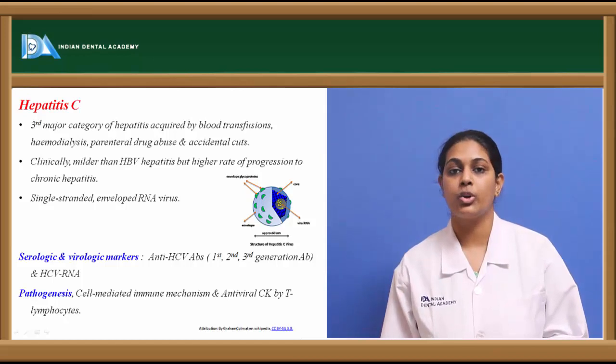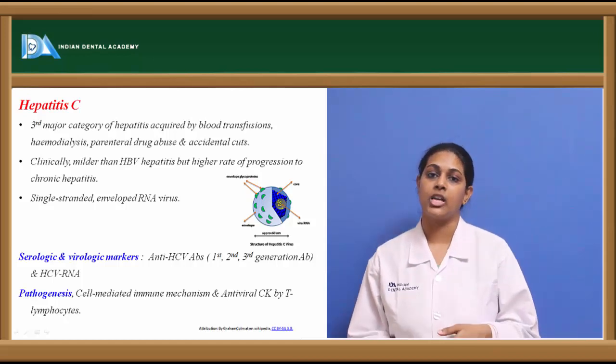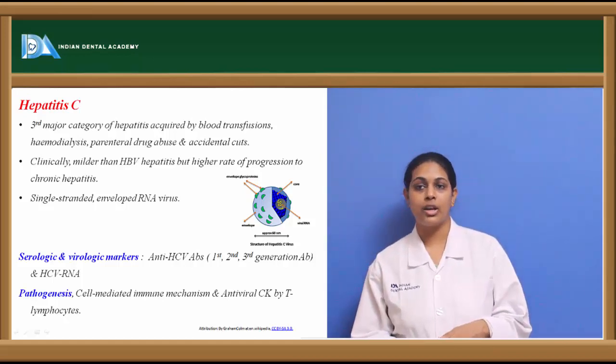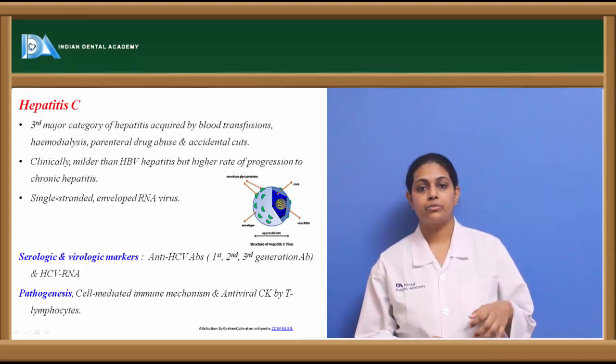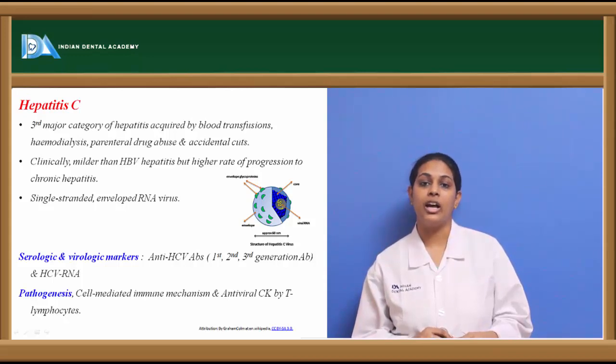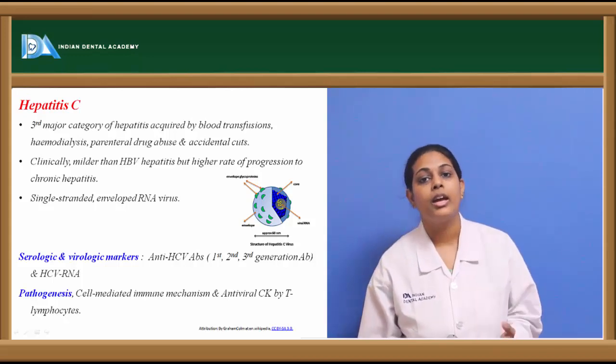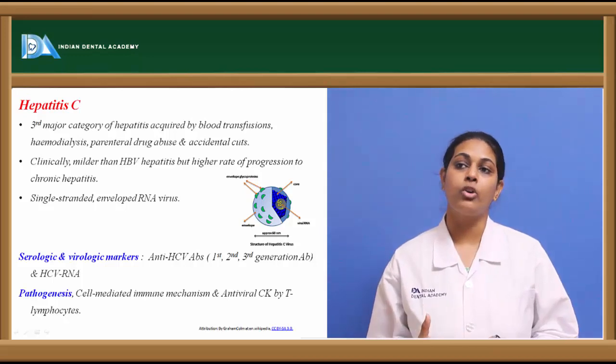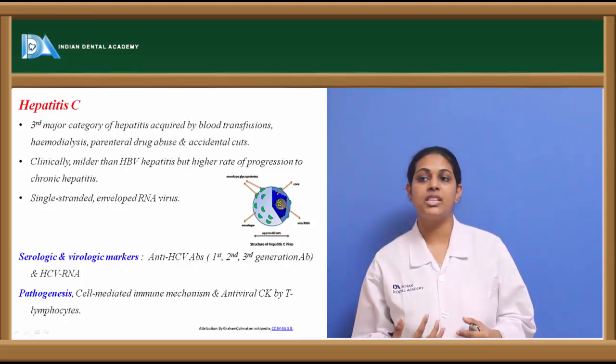Coming to hepatitis C, it is usually the third major category of hepatitis, and it is acquired mostly parenterally, during blood transfusions as well as blood product transfusions. Even patients who are undergoing long-term hemodialysis, because of the aluminum which is used within the hemodialysis, are more prone for this hepatitis C to occur.